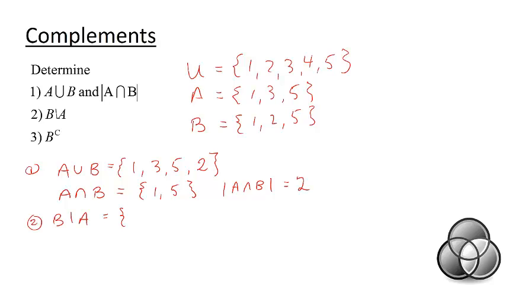All right, next up we have a relative complement. So we're looking for all of the elements in B that are not a part of A. Since A and B both share 1 and 5, the only element in B that's not in A is 2. And finally, we'll look at the absolute complement of B in our universal set U. B contains the elements 1, 2, 5, and the other elements in U that are not in B are 3 and 4.